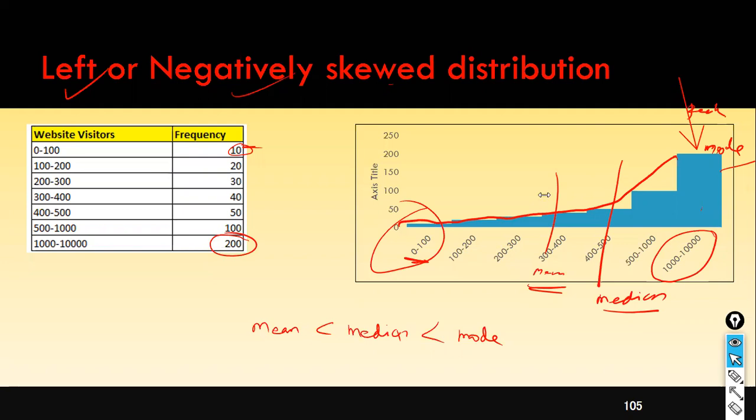Very good, very good. Prem Kumar, excellent, right? Prem Kumar said 1,000 to 10,000, we can see more number of visitors. Yes, this is also kind of an outlier. Yes, you are correct, right? This is also an outlier. Excellent. But remember that this is the property: mean is less than median, median is less than mode, in the case of left or negatively skewed distribution.